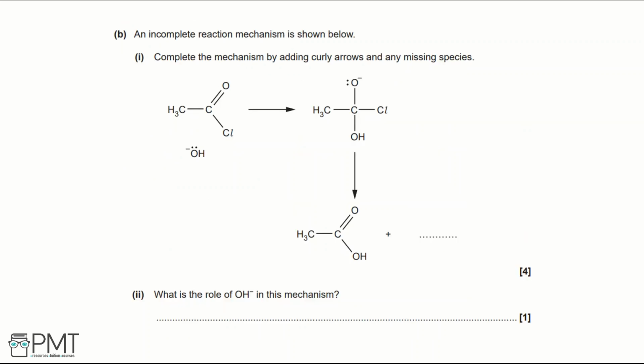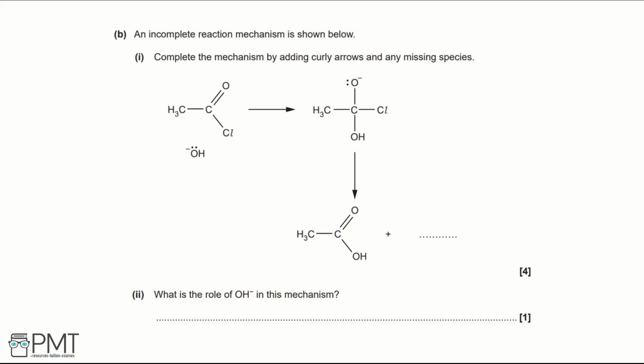Part B. An incomplete reaction mechanism is shown below. Part 1. Complete the mechanism by adding curly arrows and any missing species. Before drawing any curly arrows, we need to look at the intermediate. So on the intermediate, we get rid of our carbon double bond oxygen, and it's replaced with a negative oxygen, and the OH minus has bonded to the carbon.